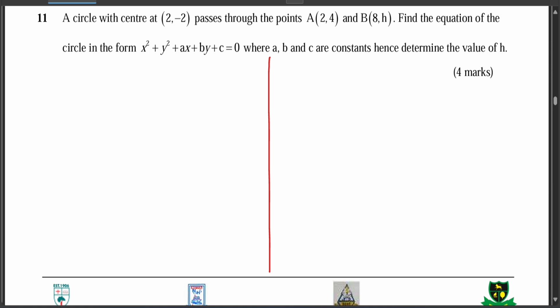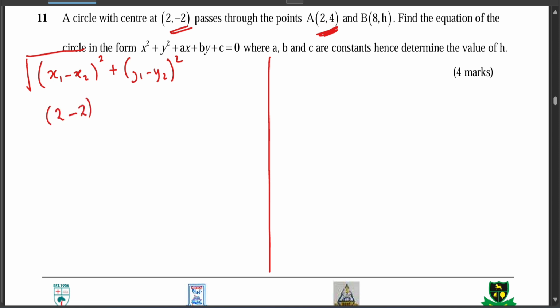So let's find the radius first. Now the center is given and you are given point A. So if you want to get the radius, you take x1 minus x2 then square, plus y1 minus y2 squared, then you find the square root of that. This is how we find the magnitude. So you take 2 minus 2 then square, plus -2 minus 4 then square. Then its square root.